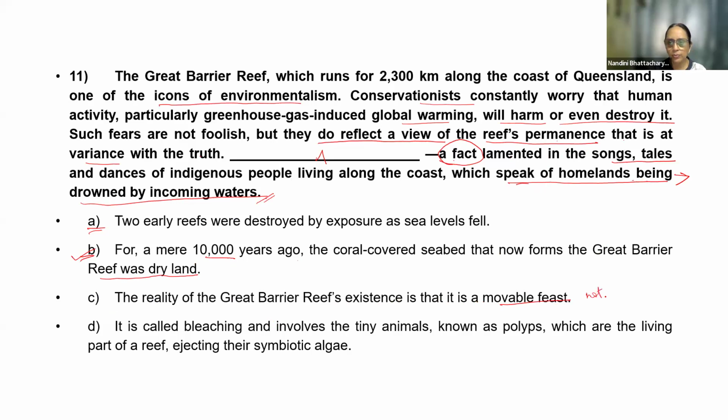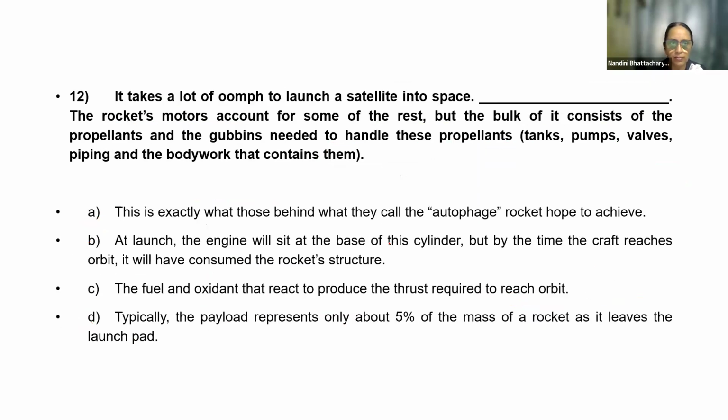No, it's not in the scope. It is called bleaching and involves the tiny animals. So this is absolutely not in the scope. So C and D don't even connect to the idea. Now, if we talk about A, it's not very relevant. B is a better answer. So we got to B. Yes, Shyam, was that your line of thought? Okay, great. Let's look at another one. You people are getting better at it.